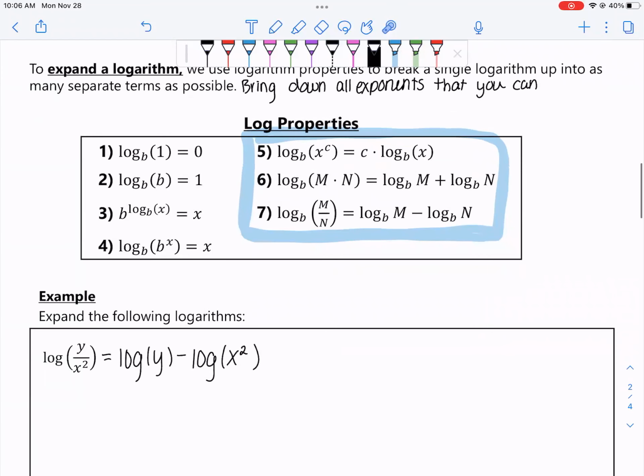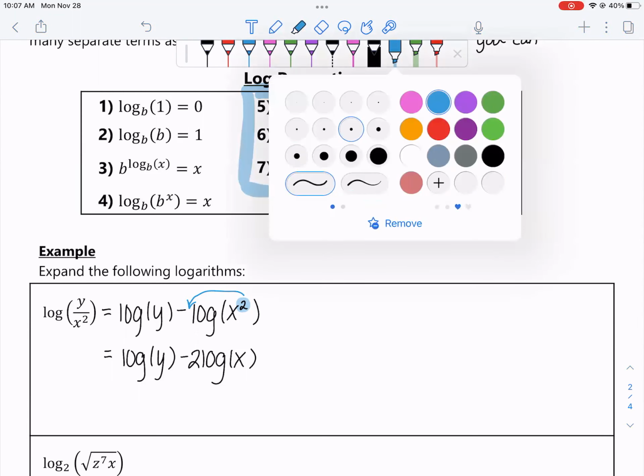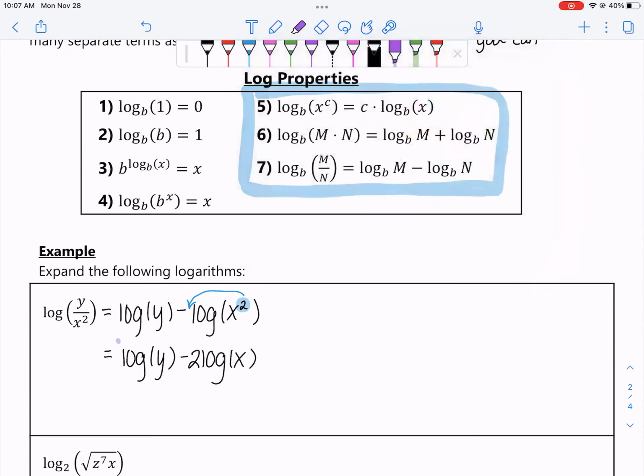Right, so I've broken them up, numerator, denominator, right? So m and n, same thing. This 2 on the inside right here, I can take it and bring it down in front of this logarithm. I get log of y minus 2 log x. So log of y divided by x squared is equal to log of y minus 2 log x. That's as expanded as we can make it.